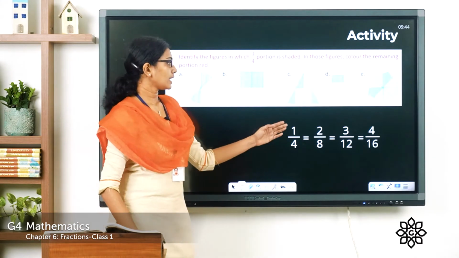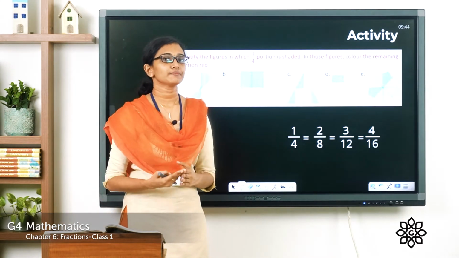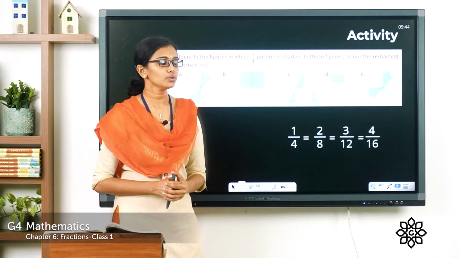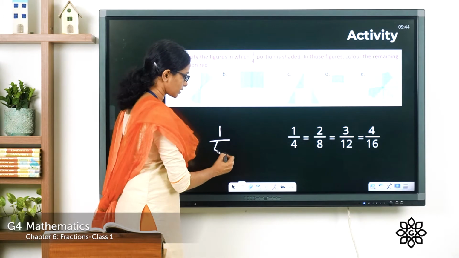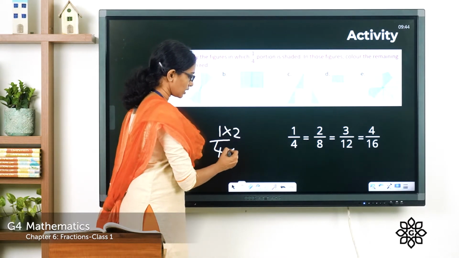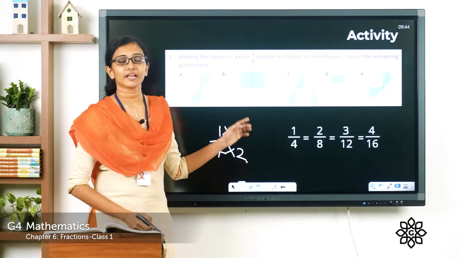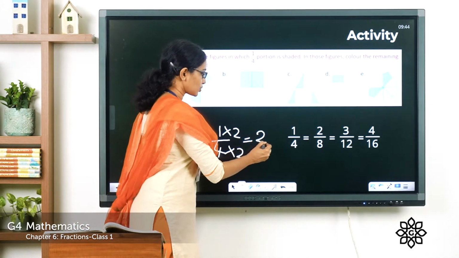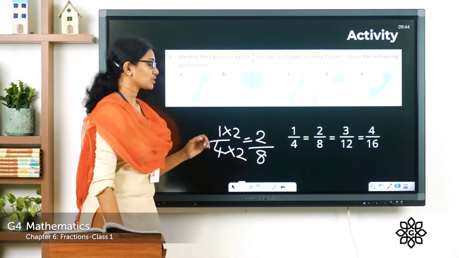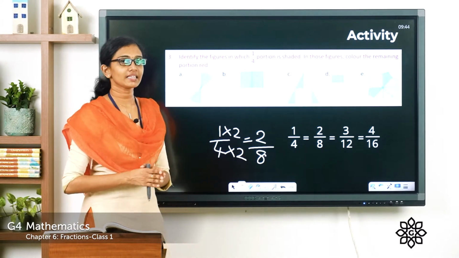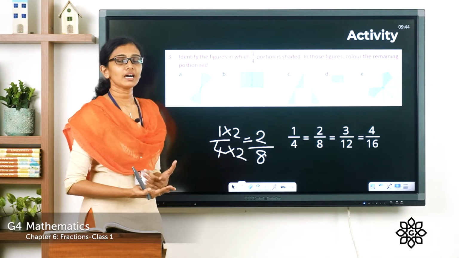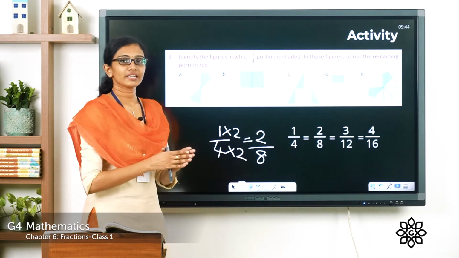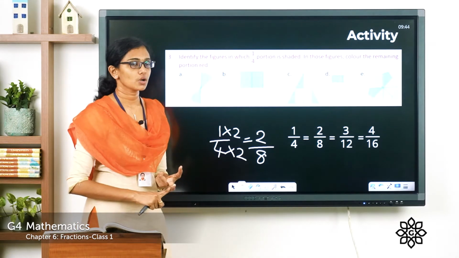1 by 4, and what if I am multiplying both the numerator and the denominator with the same number? Will it change the value? See, 1 by 4 into 2 and 4 into 2. I am multiplying both the numerator and the denominator by the same number. So that will give me 2 by 8. So when you multiply both the numerator and the denominator with the same number, the value of the fraction will not change. You are already aware of these facts when you learn fractions in your lower classes.